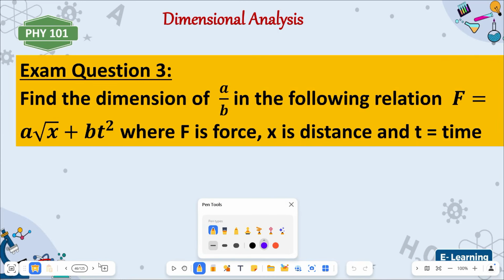All right? Now we have another question here that says, find the dimension of a over b in the following relation, where F is force, x is distance, and t is time.